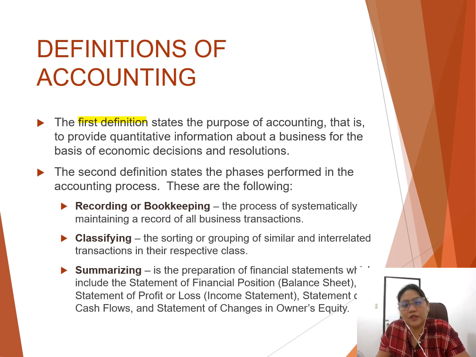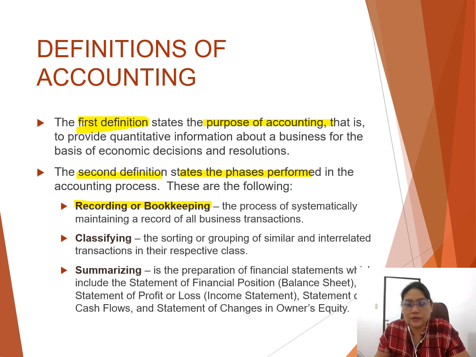So, what does the first definition say? It states the purpose of accounting. What is the purpose of accounting? That is to provide quantitative information about the business as a basis for economic decisions and resolutions. The second definition states the phases formed in the accounting process, which I mentioned earlier. The first one is recording or bookkeeping. Recording or bookkeeping is the process of systematically recording or maintaining the records of business transactions on a day-to-day basis. And it should also be chronologically arranged, based on date.